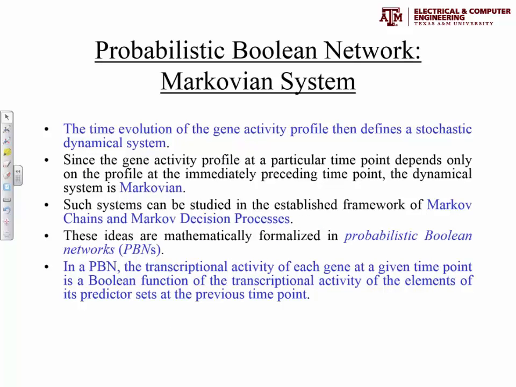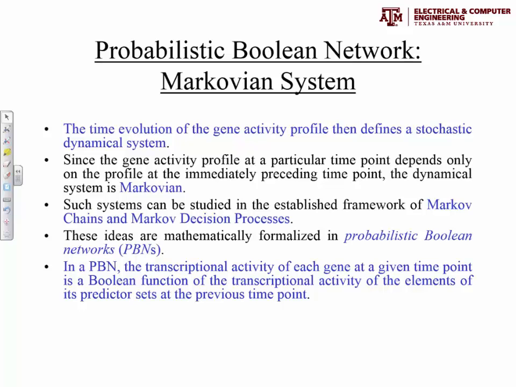So the time evolution of the gene activity profile then will define a stochastic dynamical system. Now again, you're making the assumption that the gene activity profile at a particular time point depends only on the profile at the immediately preceding time point. So then this dynamical system is going to become Markovian. Markovian is like giving your parents, you have to forget about everything else, all the information is there. Immediate predecessor information is good enough. So such Markovian dynamical systems can be studied in the established framework of Markov chains and Markov decision processes. And you are from industrial engineering, so it's close to your home turf, operations research and all that stuff. The only problem is how to link that to the real world. I mean, who said that it's a first order Markov process? We don't know, right?